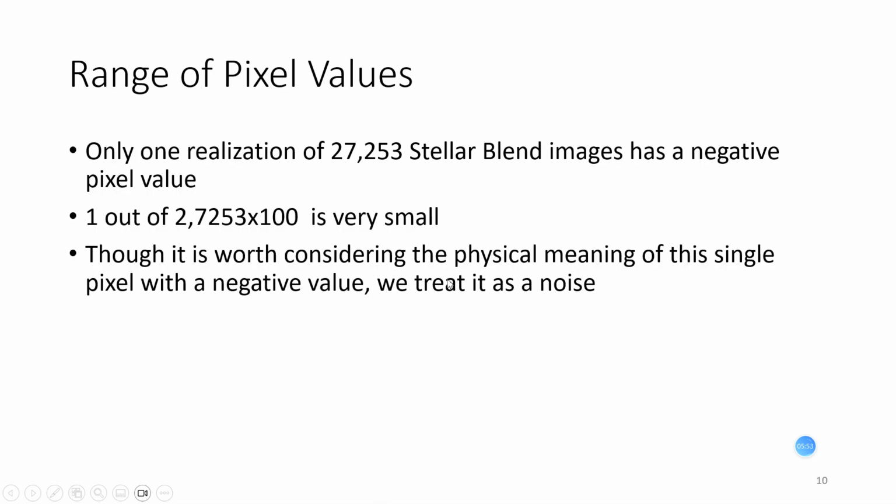And then we looked at the pixel values. We found that only one realization of more than 27,000 stellar blend images has a negative pixel value, and one out of this many is very small. Though it is worth considering the physical meaning of a single image with a negative value, we treat it as noise.